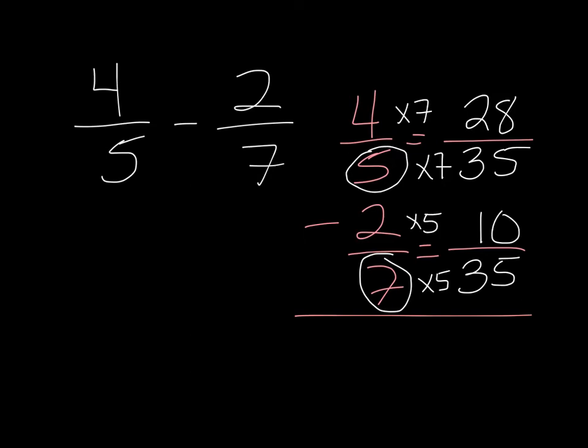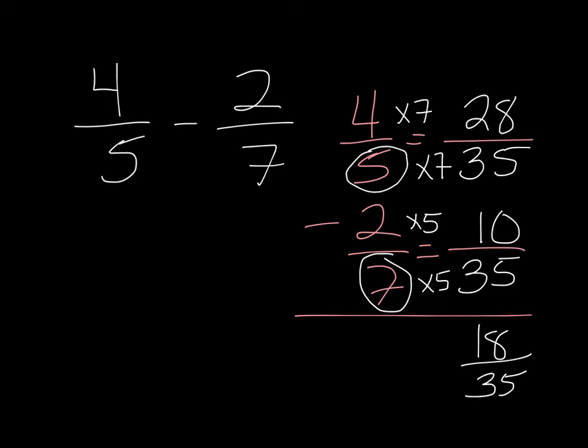Now we're subtracting. Pay attention to the sign. Make sure we know what we're doing. We're going to be subtracting our numerators. 28 minus 10, which will get us 18. And the denominator is 35. No whole numbers to subtract because these are not mixed numbers yet.